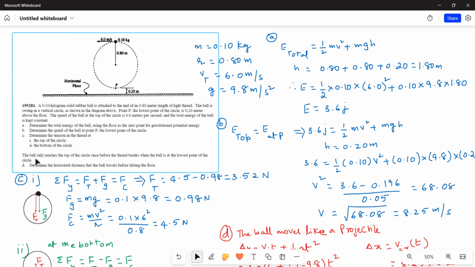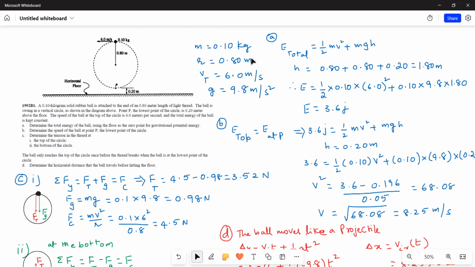The ball only reaches the top of the circle once before the thread breaks when the ball is at the lowest point of the circle. Determine the horizontal distance that the ball travels before hitting the floor.